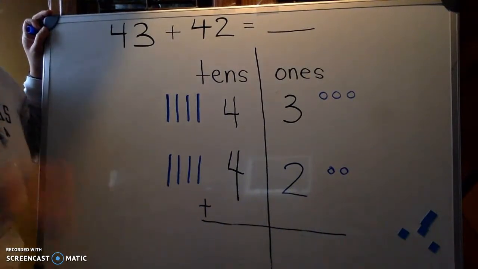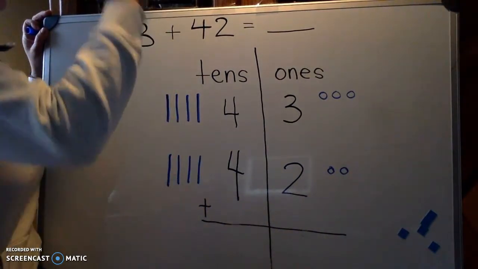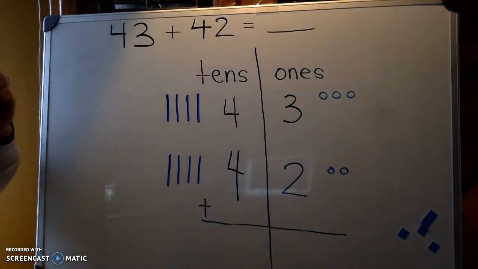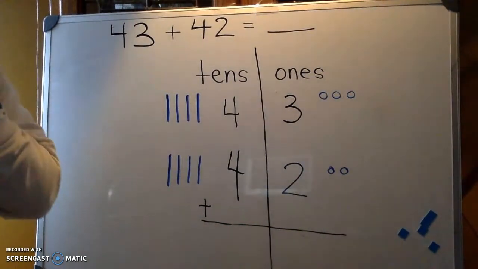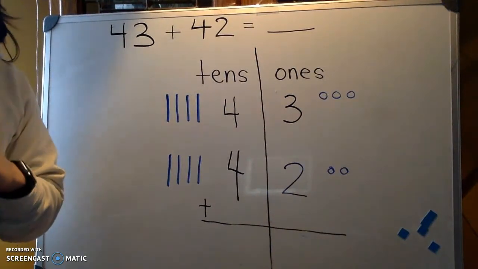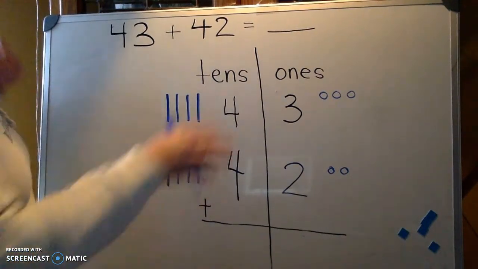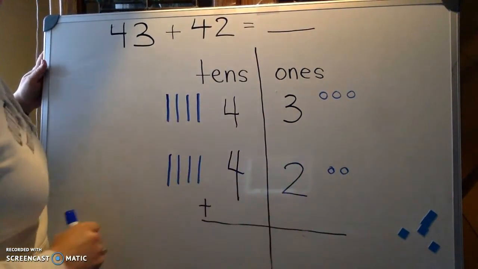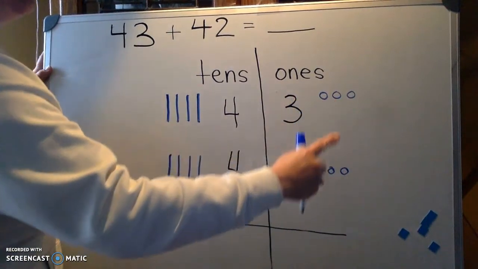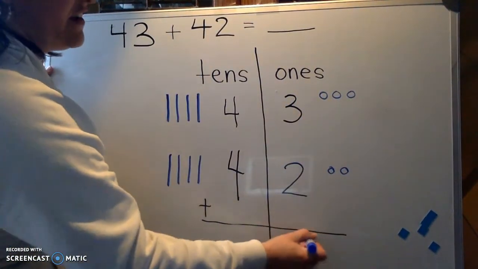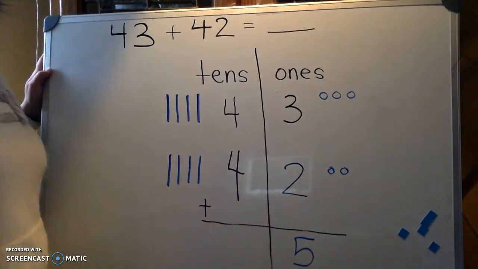Now, Ashton, where are we going to start? In the tens or in the ones when we add? No! He's in 5th grade, he doesn't even know. In the ones place. So we're going to start in the ones place. And we have 3 ones and 2 ones. And I know 3 and 2. I just know that. That makes 5. So I'm going to write 5 ones.